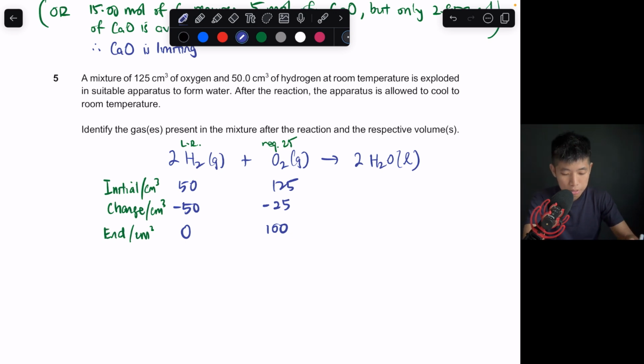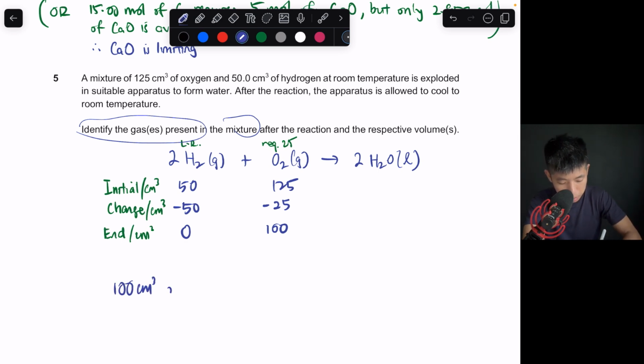So you can do a table like this if it's an MCQ question which does not require you to present your answers in statements, so that you can tabulate and see, oh, I have 100 cm³ of oxygen left after the reaction. Okay, so identify the gases present in the mixture after the reaction and the respective volumes. 100 cm³ of oxygen gas is left.